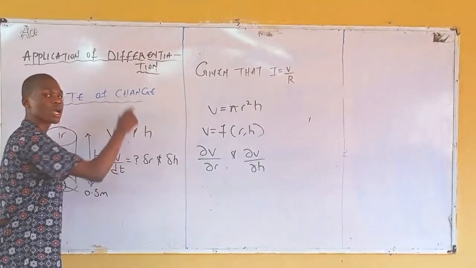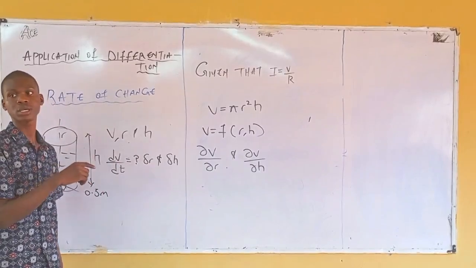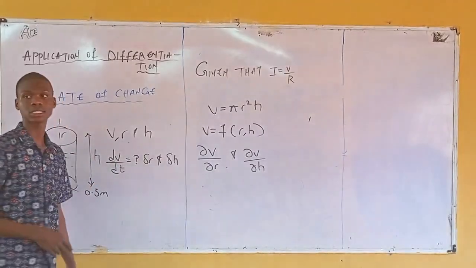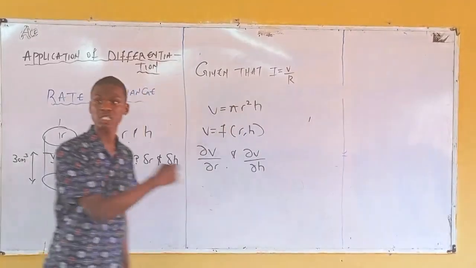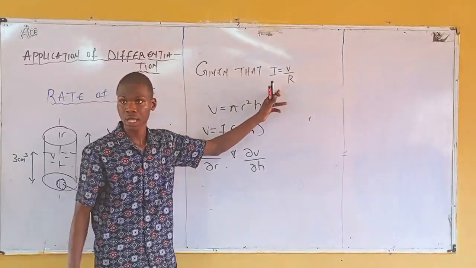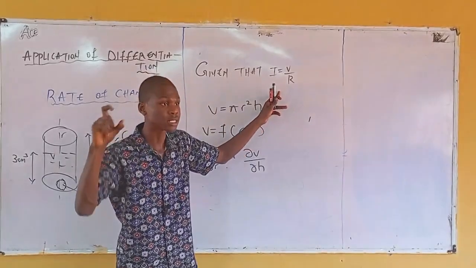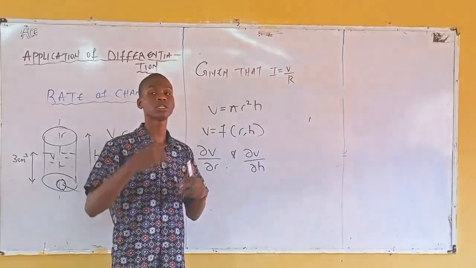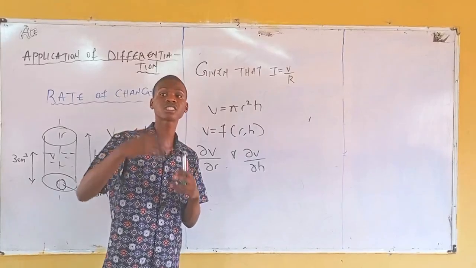Similarly, your H, which is your height, is either increasing or decreasing, and this is how you symbolize it. Hope you are getting the concept. Now, with what I've explained here, this was the question given to us. I know that what I'm looking for here is the rate of the current. I'm looking for the rate of the current.